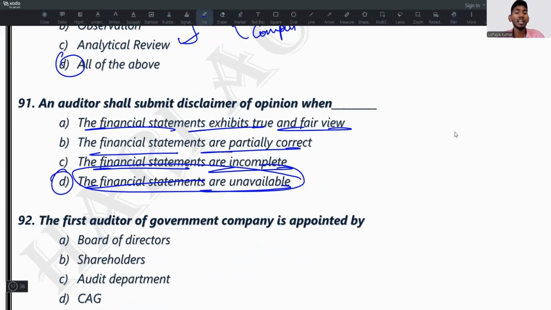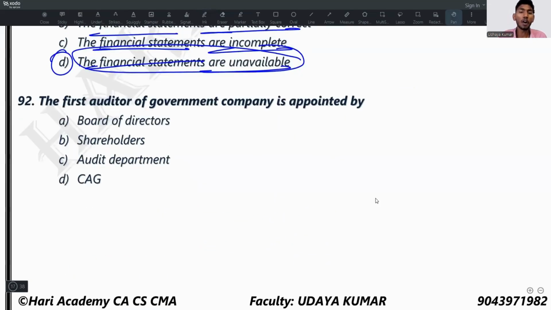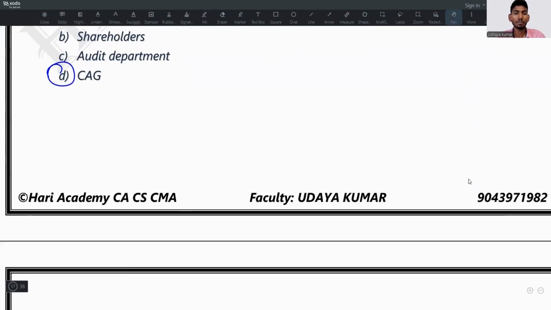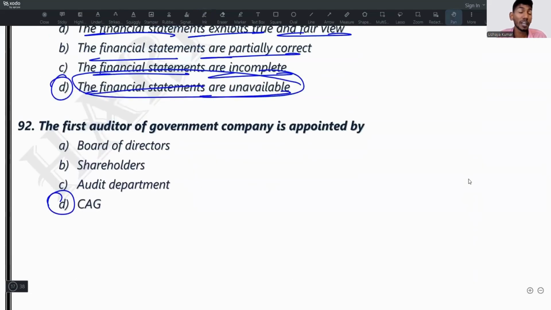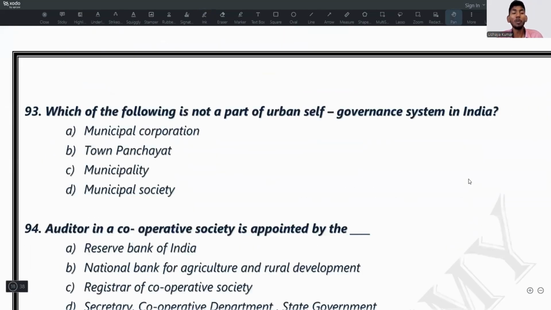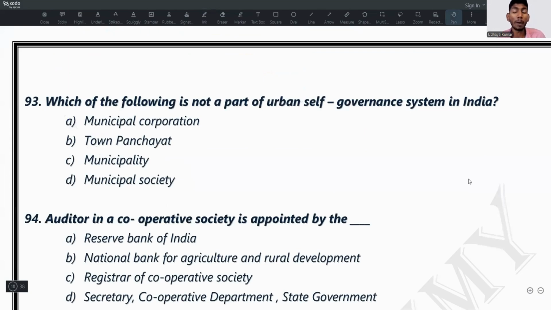Disclaimer of opinion. Okay. So moving to question number 92, the first auditor of a government company is appointed by, obviously, CAG. We have discussed, right? Here, he has specifically mentioned it is a government company. So moving to question number 93, which of the following is not a part of the urban self-governance system in India? So it is also something we have discussed, right? In our local self-governance audit of different undertakings.